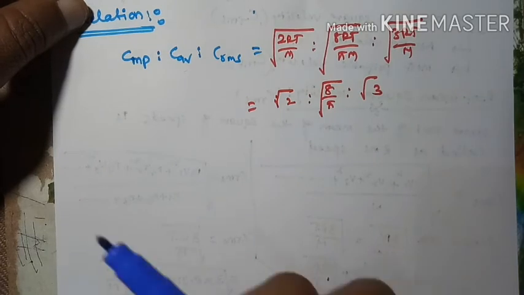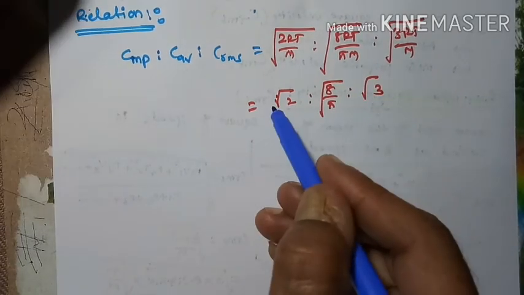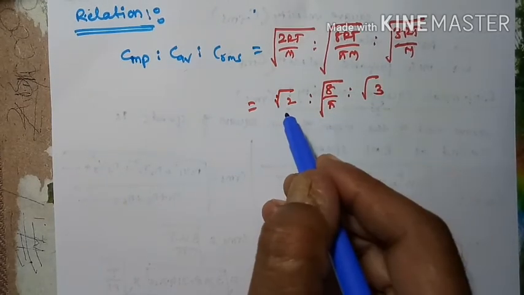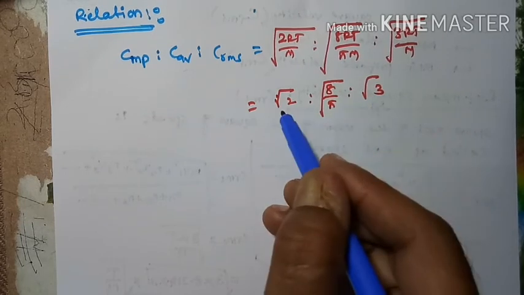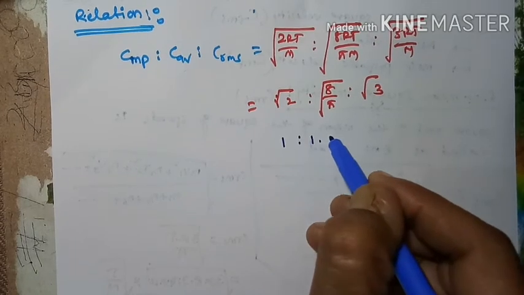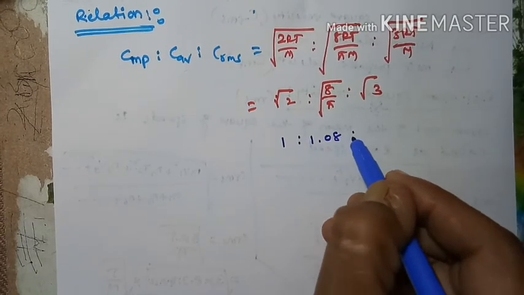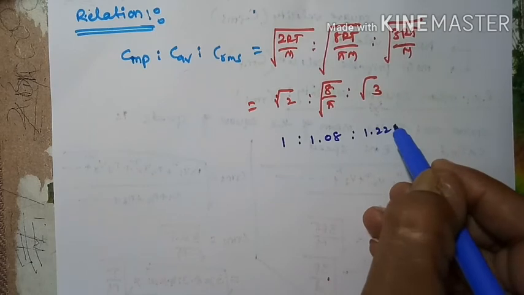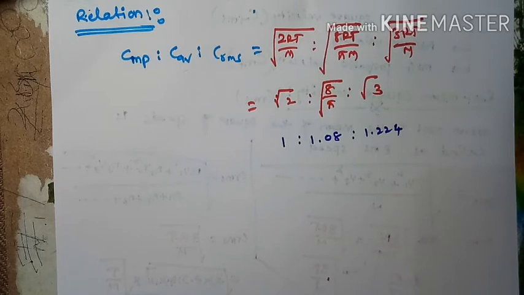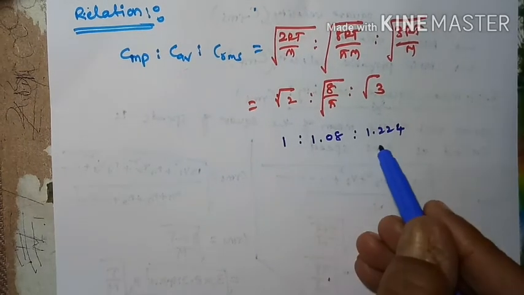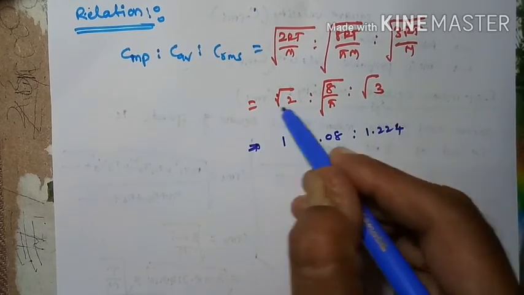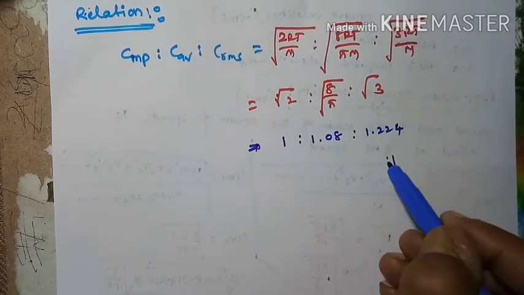Now, if I divide all these ratios by root 3, root 3 I will get as root 2 first. So if I divide by root 2, here I will get 1. So 1 is to 1.08 is to 1.224 we will get. If all are divided by root 3, here I will get 1.